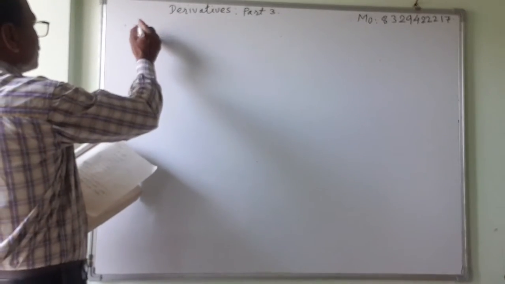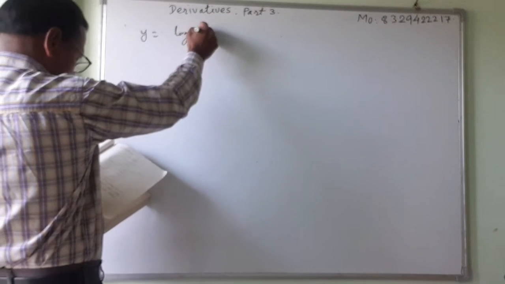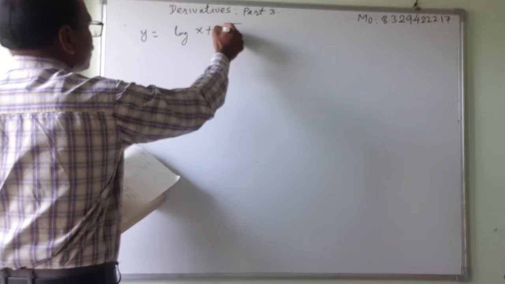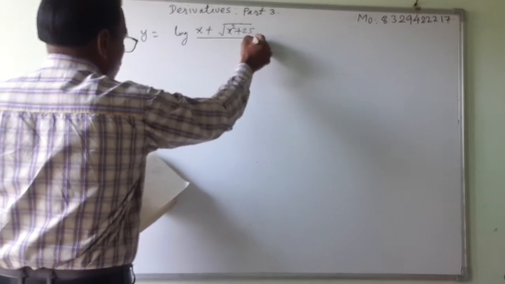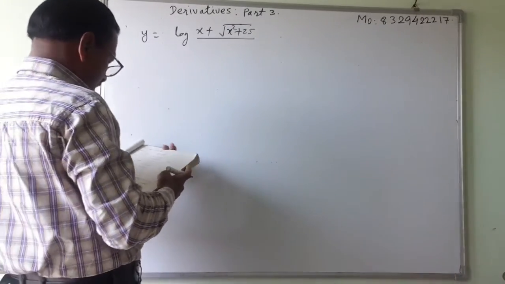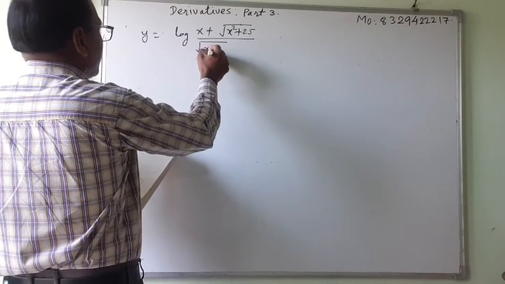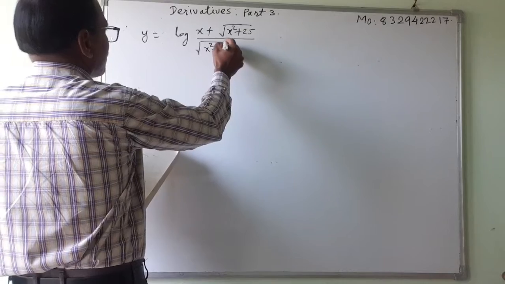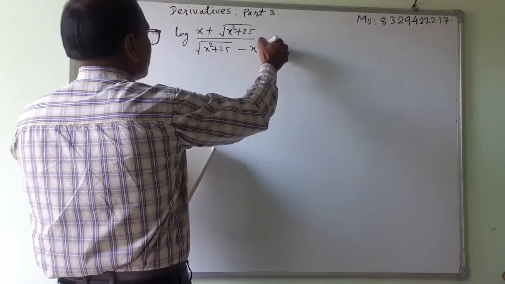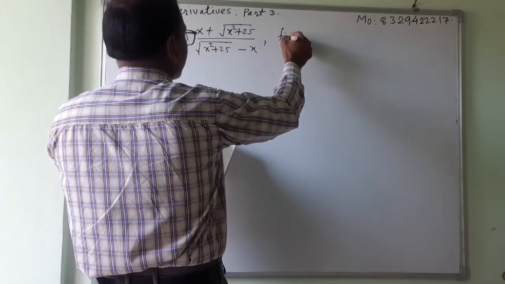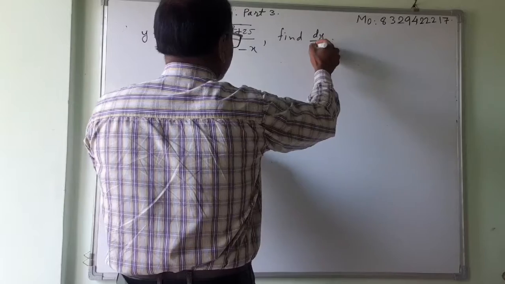Y is equal to log of (x plus under root of x square plus 25) upon (x square plus 25) root of (x square plus 25) minus x, and the question as usual is to find dy by dx. This is a very important sum.